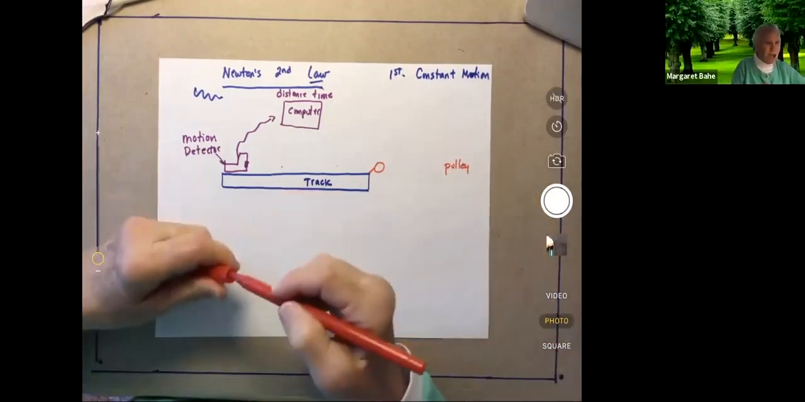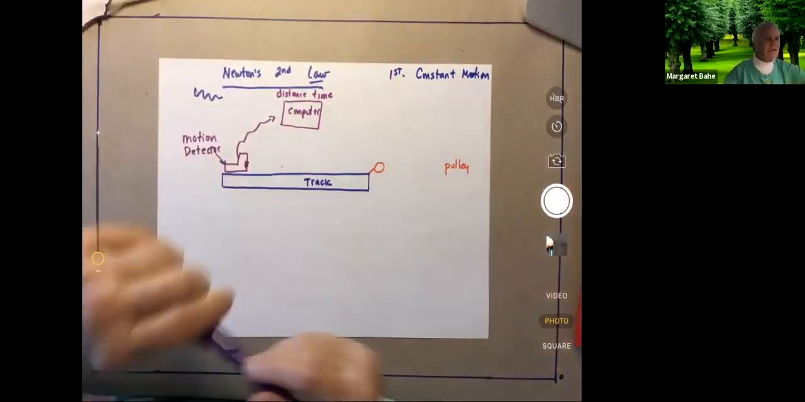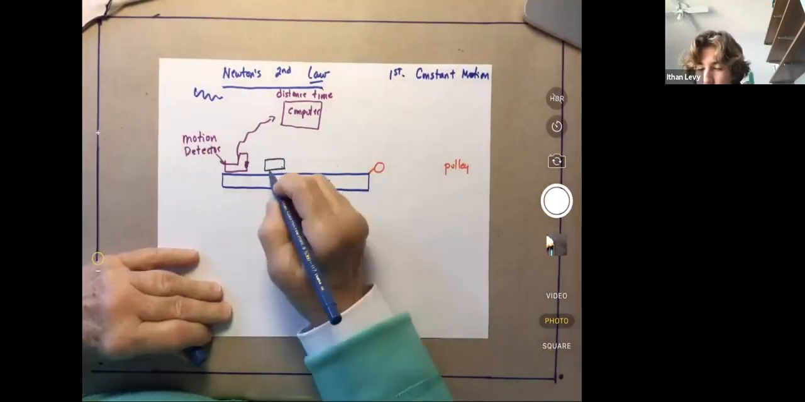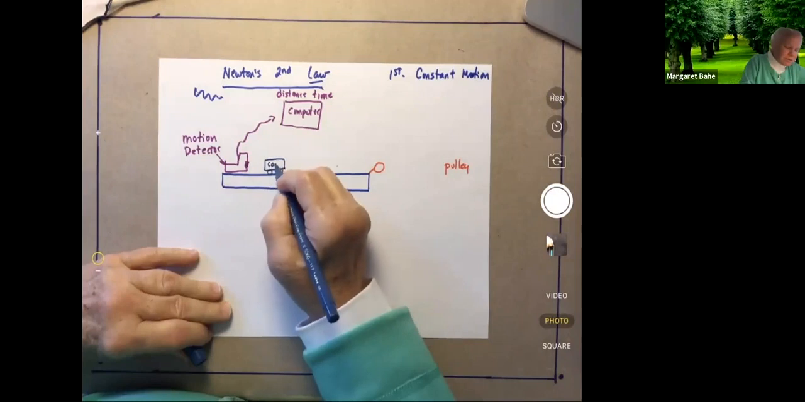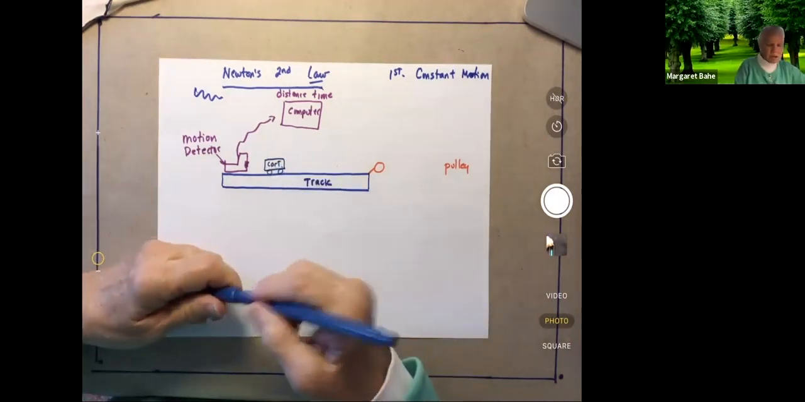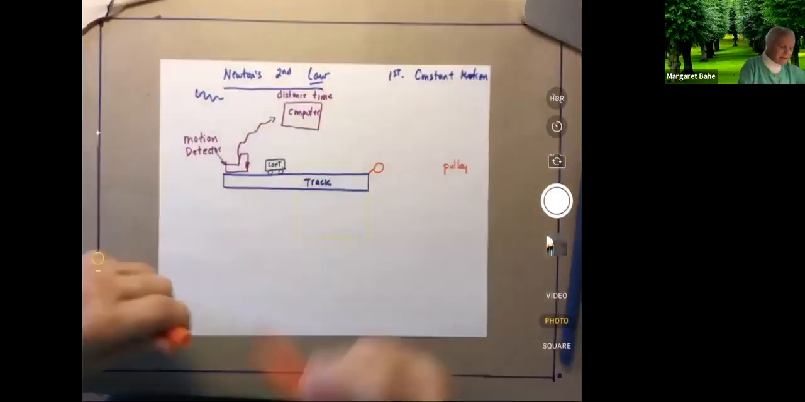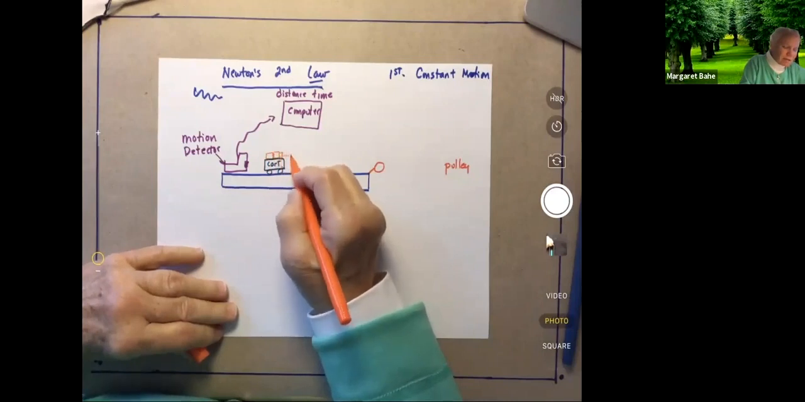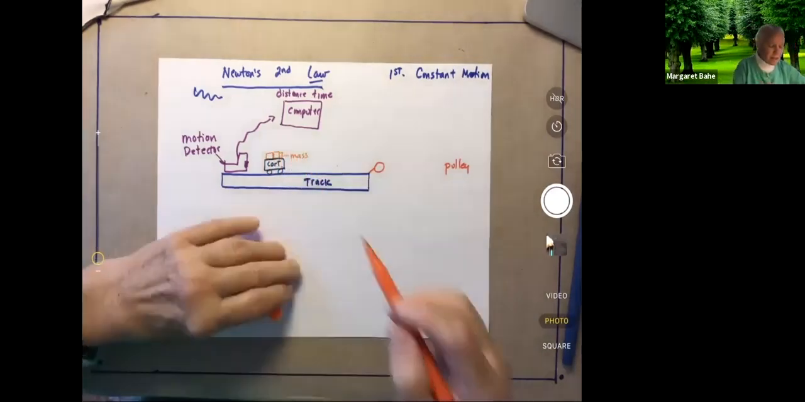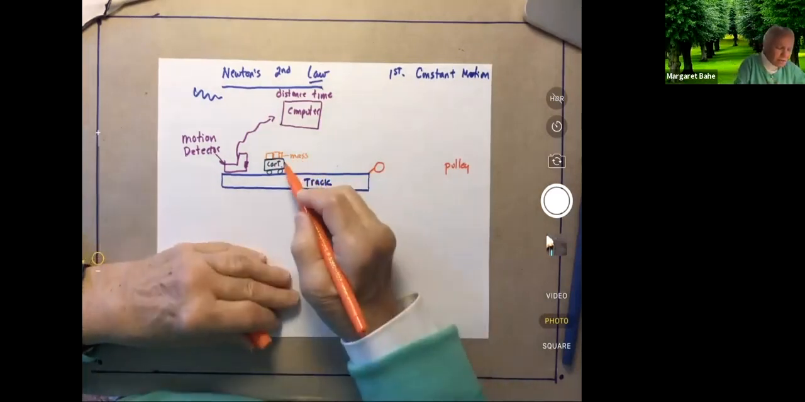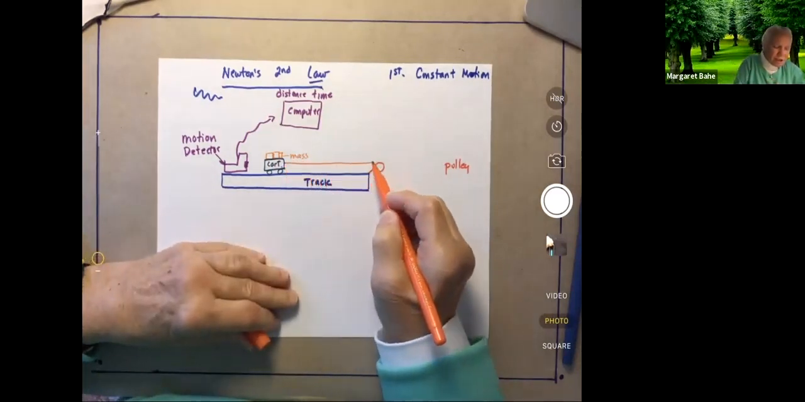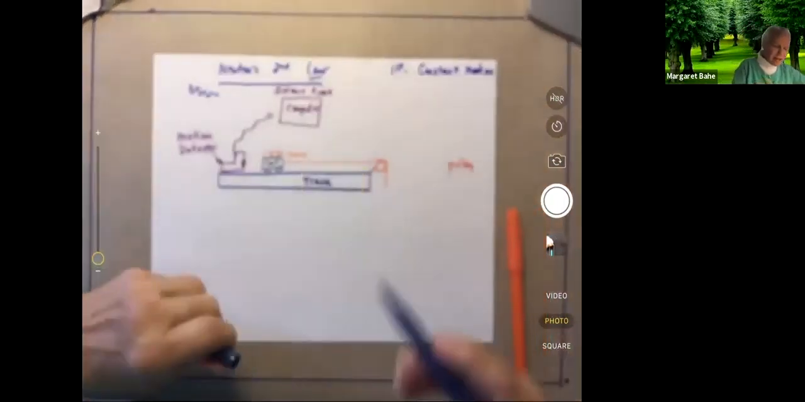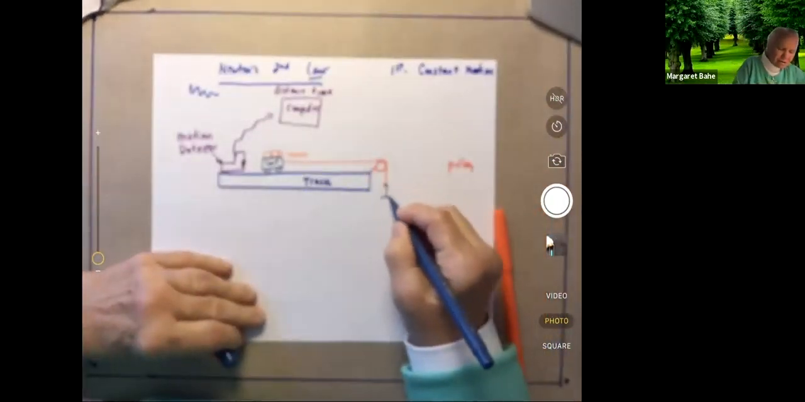And then we're going to have our cart. Let me get a new color here for our cart. Okay, here is our cart. And on top of that cart, we're going to be able to place some mass. You've used carts here. We're going to put some mass on this cart. And now we're going to connect that cart via a string over the pulley. And on the string, I'm going to place that pan.